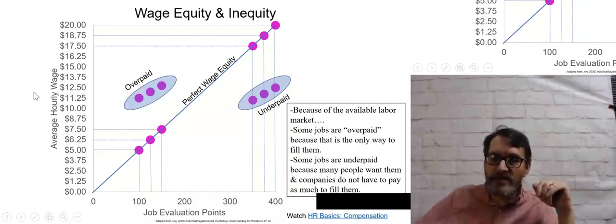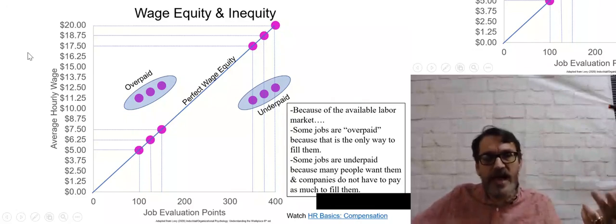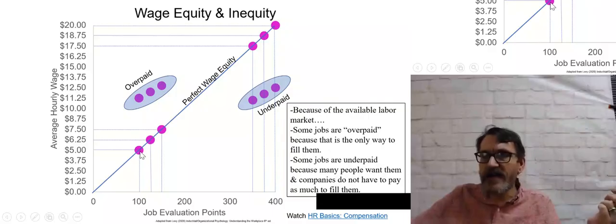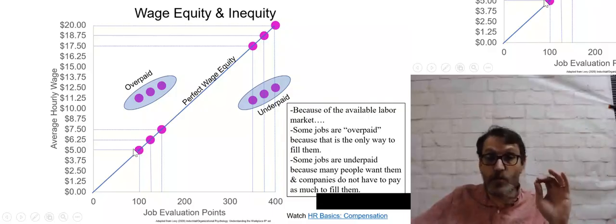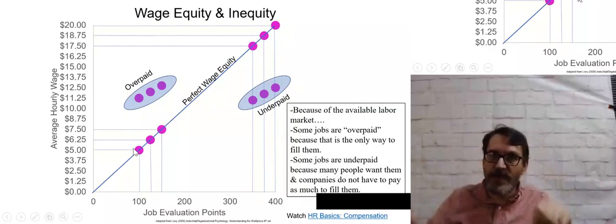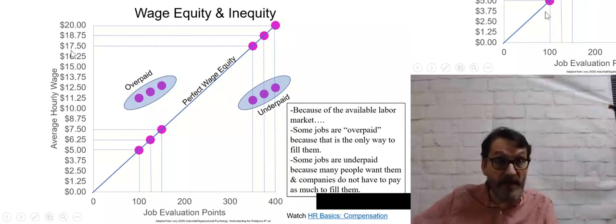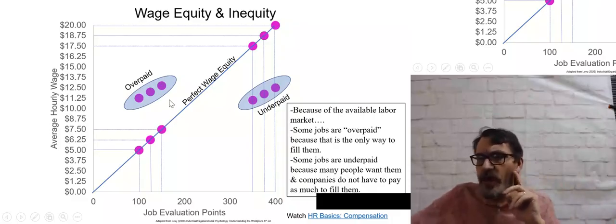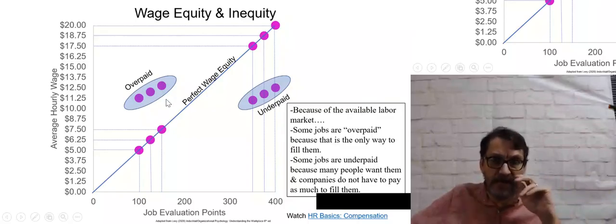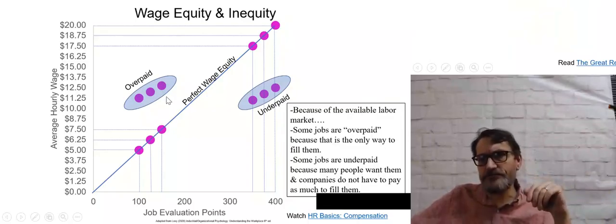And up on the left is average hourly wage. You can see that along this dotted line you have perfect equity. This is what's considered to be fair, okay? But then you have situations where the job evaluation points are relatively low, but the compensation is high; they're overpaid. Job evaluation points are high, salary is relatively low; that's underpaid. So it's a neat way to visually represent the equity in your organization.